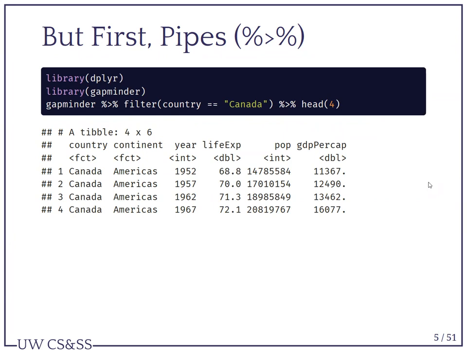So here we can look at an example of a small chain. We'll need to load the libraries dplyr and gapminder in order to do this. And we'll take the gapminder data and then filter for values in the country column that are equal to the word Canada, and then take the first 4 rows of the remaining data set. And our output will look like this. It'll be a table with 4 rows, just values where in the country column, the word is Canada.